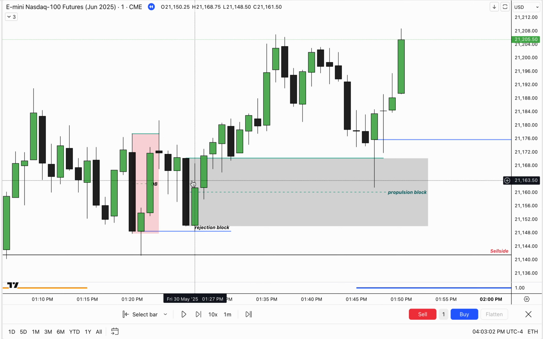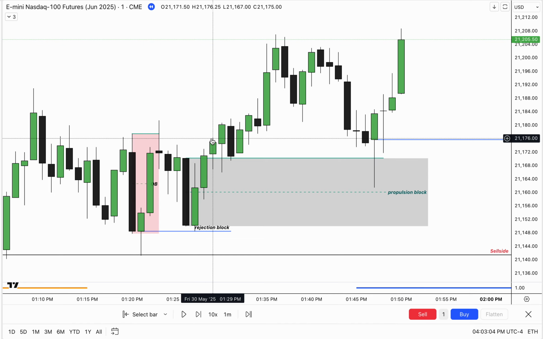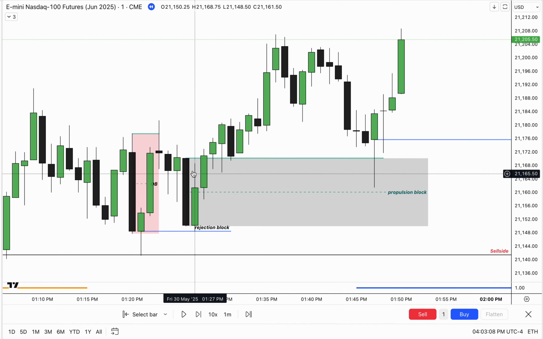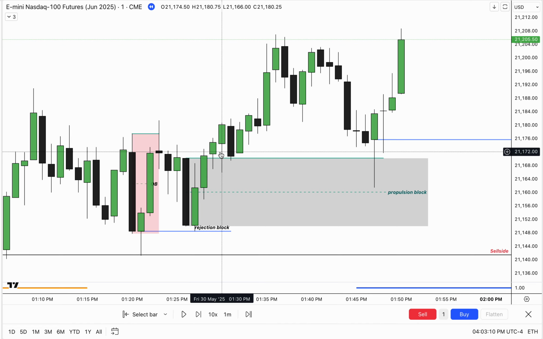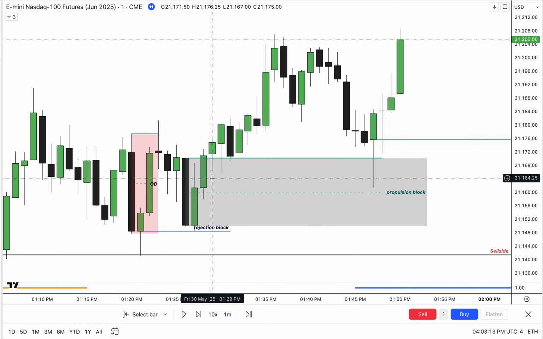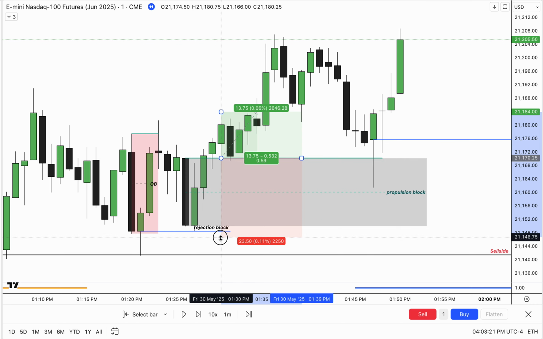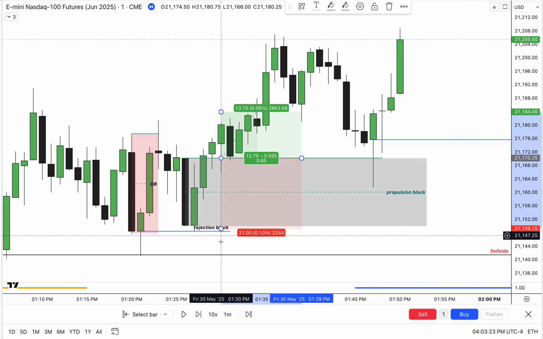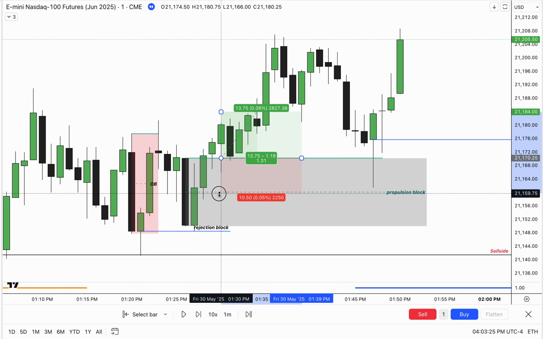Okay, we rally above. So at 128, that becomes a propulsion block and you become a buyer. All right. So we tap into it. You can go long, and like I said, long here, stop down below, stop at the 50%. I mean, you can see how well this actually works.